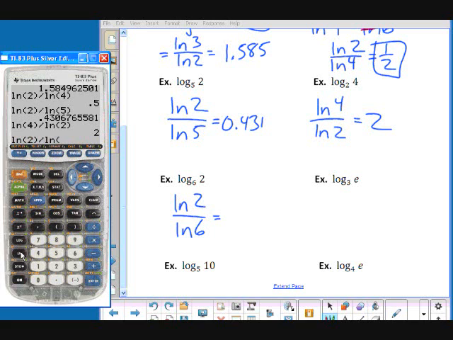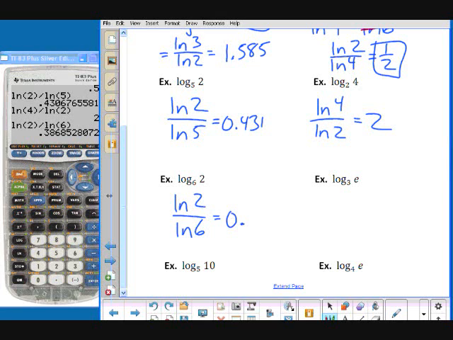So you see how simple it is to use our change of base formula. And this is why they didn't include so many bases on the calculator, because you really don't need them. You really only need one base, and you can do almost every problem. All right, as long as we do our change of base formula.